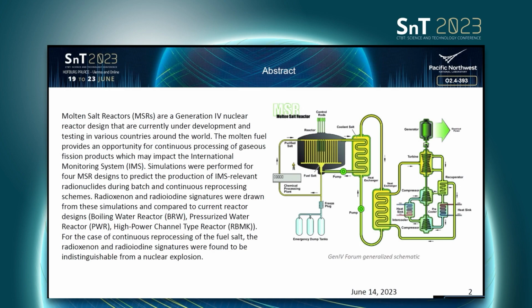We focused on simulations for 4 broad MSR designs to predict production of IMS-relevant radionuclides. In particular, we pulled out the radioxenon and radioiodine signatures, as well as activation products, and compared them to traditional power reactors like BWRs, PWRs, and RBMKs. So for the case of continuous reprocessing of the fuel salt, the radioxenon and radioiodine signatures were found to be indistinguishable from a nuclear explosion.